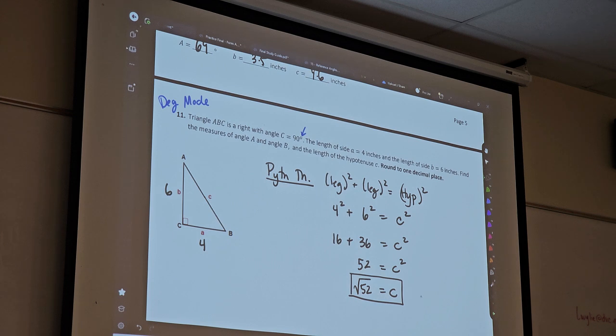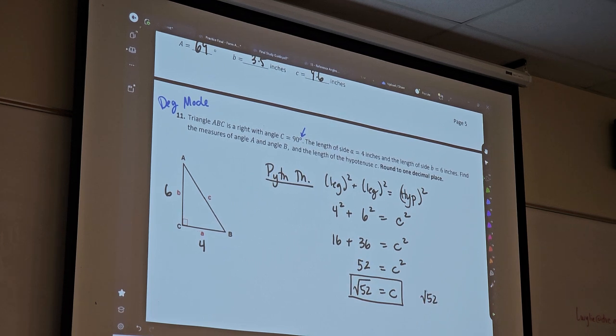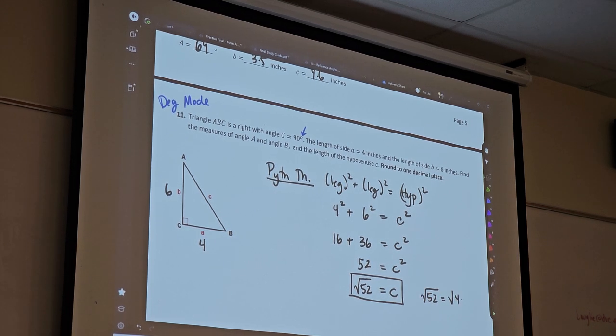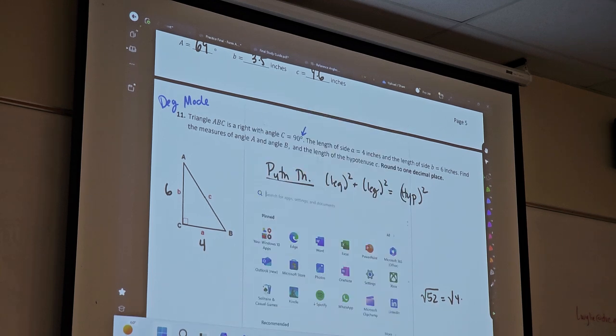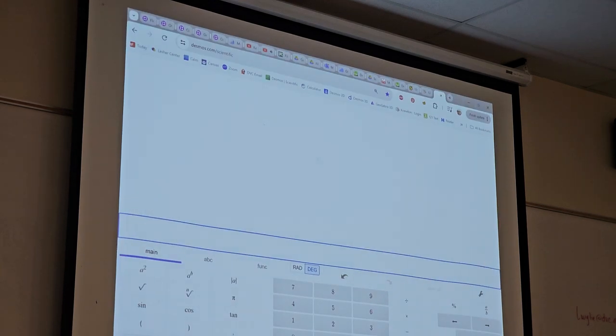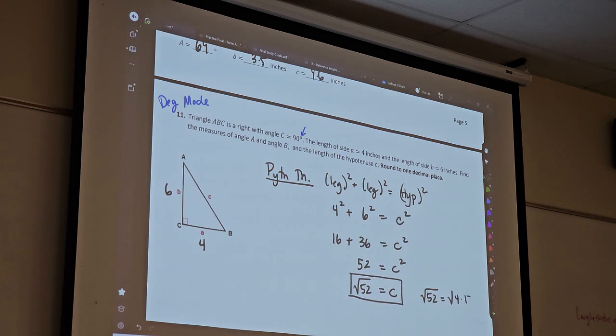If you wanted to simplify, there's a 4 in there. 52 divided by 4 is 13. Square root of 4 is 2, and square root of 13 is just square root of 13. Okay? Future classes, they really would want you to simplify, but I'm fine with that. So there's one idea, Pythagorean theorem.